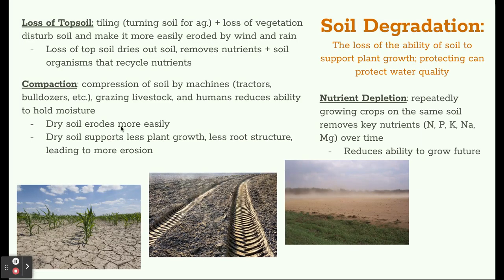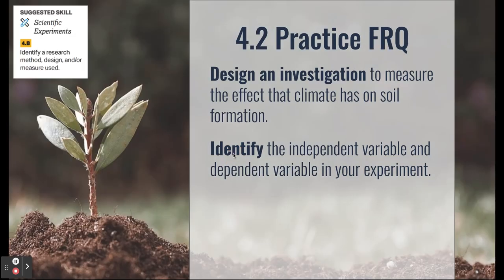The dry soil erodes more quickly. I think of the Dust Bowl that we had years and years ago, where agriculture couldn't happen across the plains, the central part of the United States. And dry soil supports less plant growth, less root structure, leads to more erosion, all of these things, nutrient depletion, all of this stuff. So this is soil degradation. And like I said, we will talk about that later.